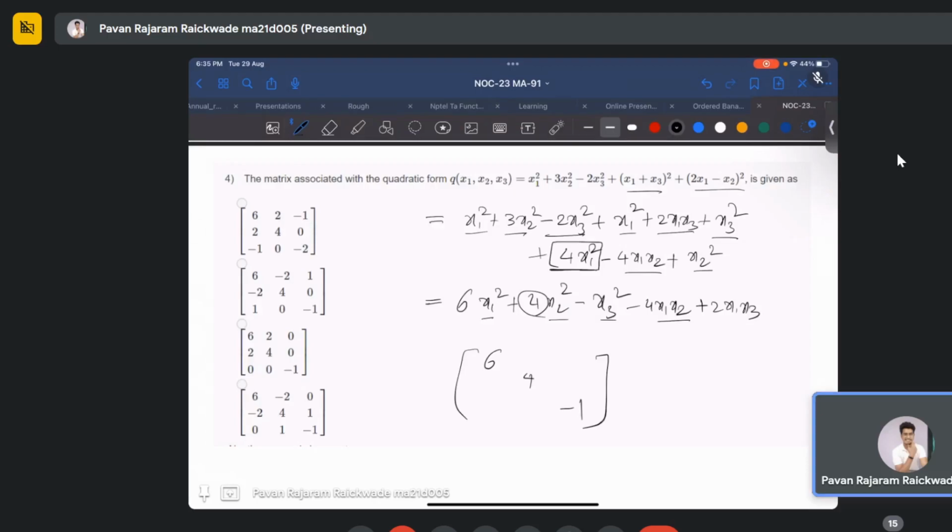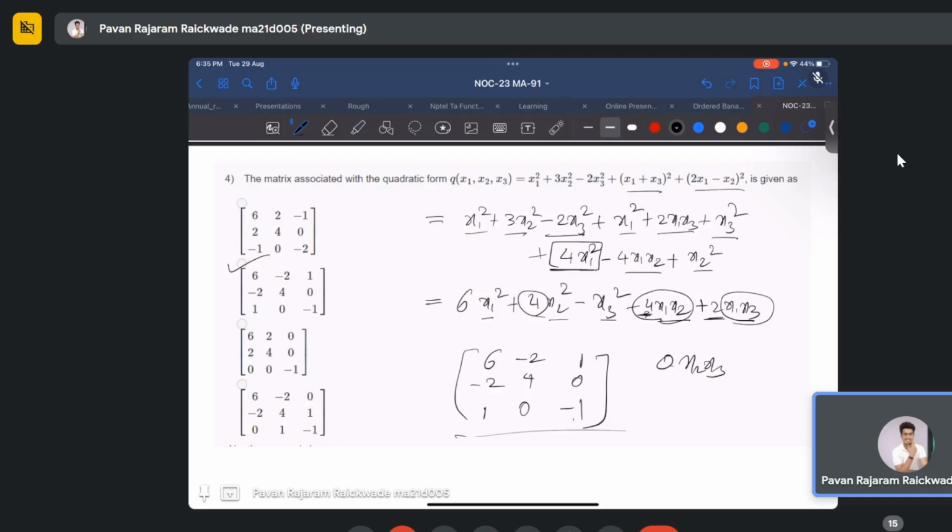Yeah, thank you. So now I get 6, 4, minus 1, and then for x1 x2, the coefficient will be divided into these two parts equally. So minus 4 upon 2, which is minus 2 here, minus 2 here. For x1 x3, the coefficient is divided into these two terms, 1 and 1. We don't have any term like x2 x3, so it's 0. Which one matches? Option number 2.